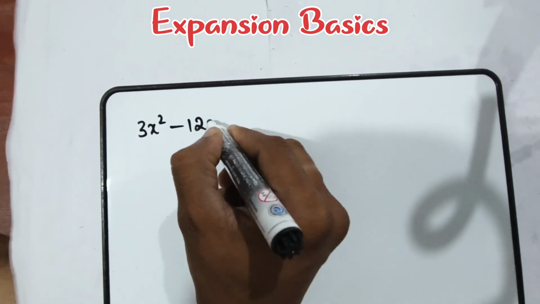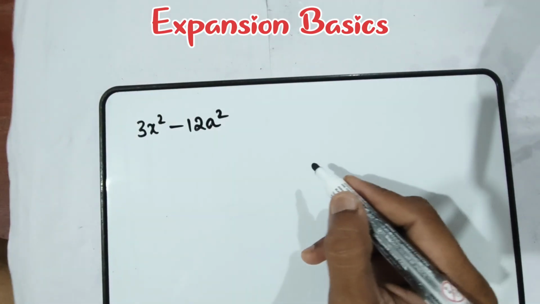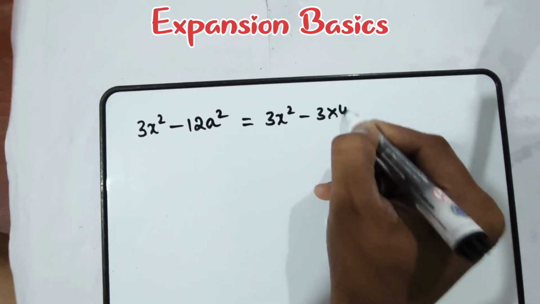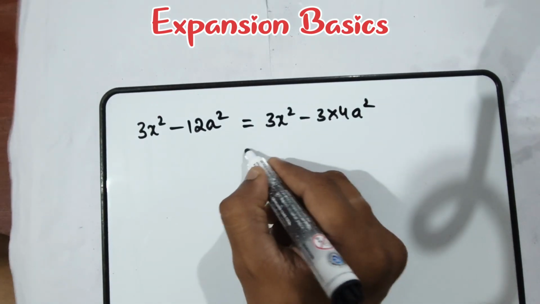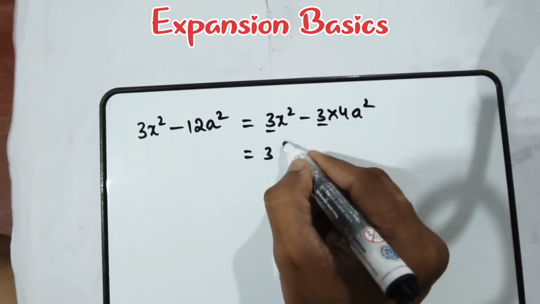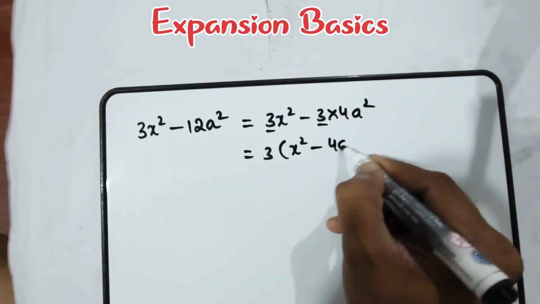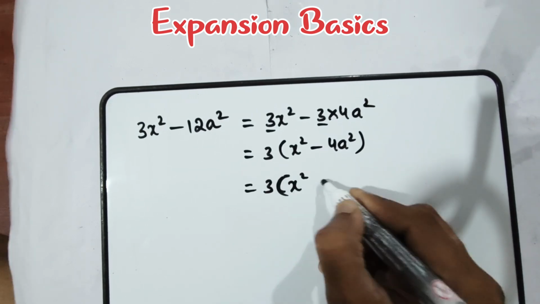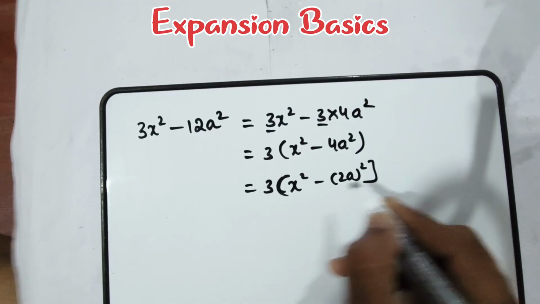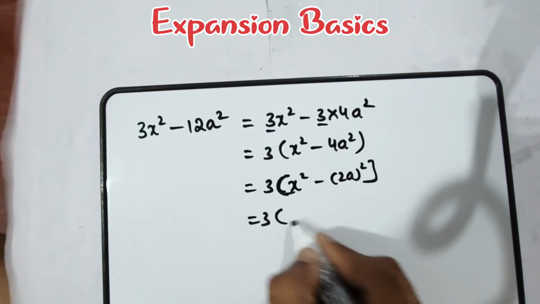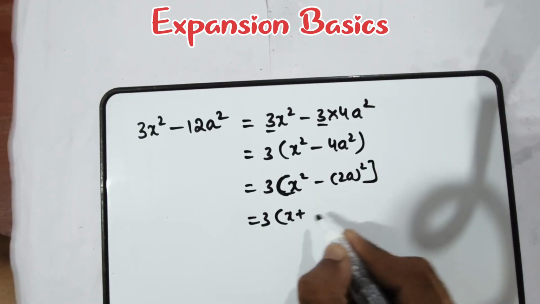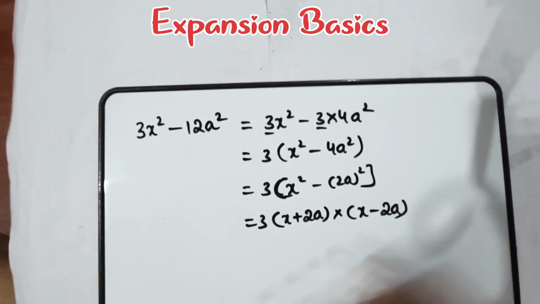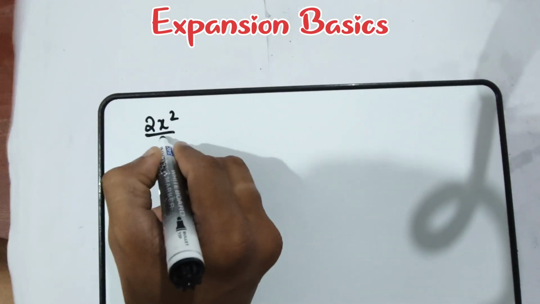3x square minus 12a square. Here I'll split this 12: 3x square minus 3 into 4a square. 3 you take common, 3 bracket x square minus 4a square, that is x square minus 2a bracket square. Now the a square minus b square formula we can use: x plus 2a into x minus 2a. So this is how we have to simplify. Let us take one more question.